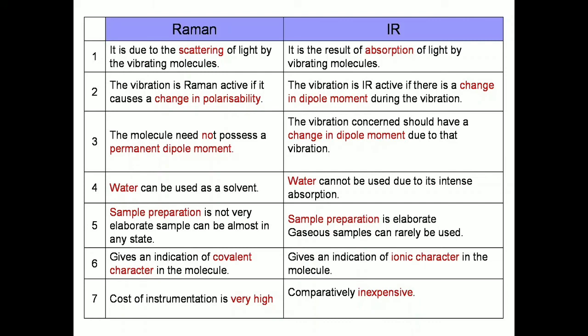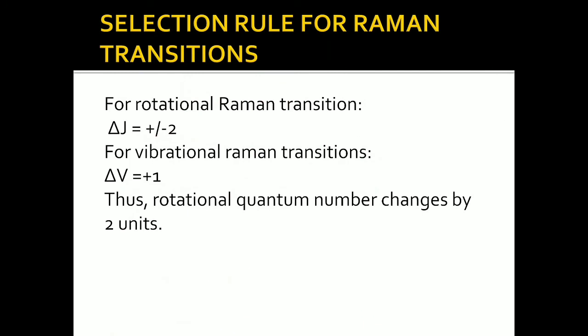Then the selection rule for Raman transitions. For rotational Raman transitions, del J is plus or minus 2. For vibrational Raman transition for a harmonic oscillator, del V is plus or minus 1. Thus the rotational quantum number changes by 2 units.